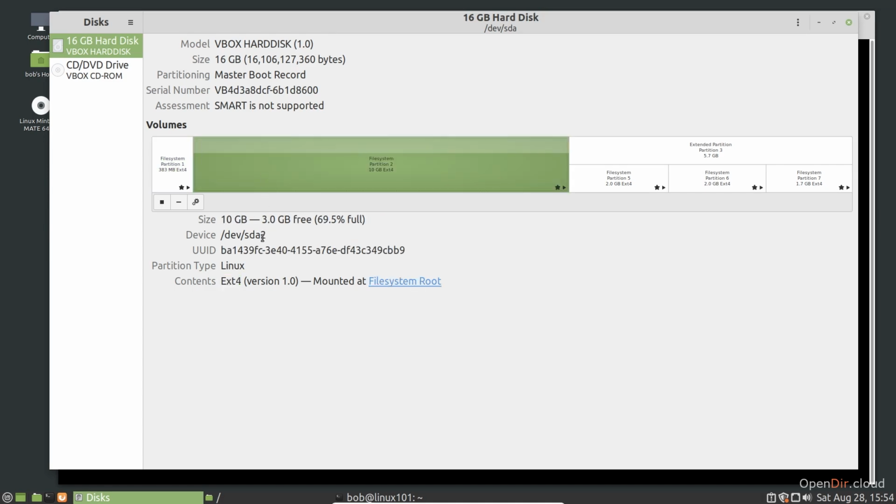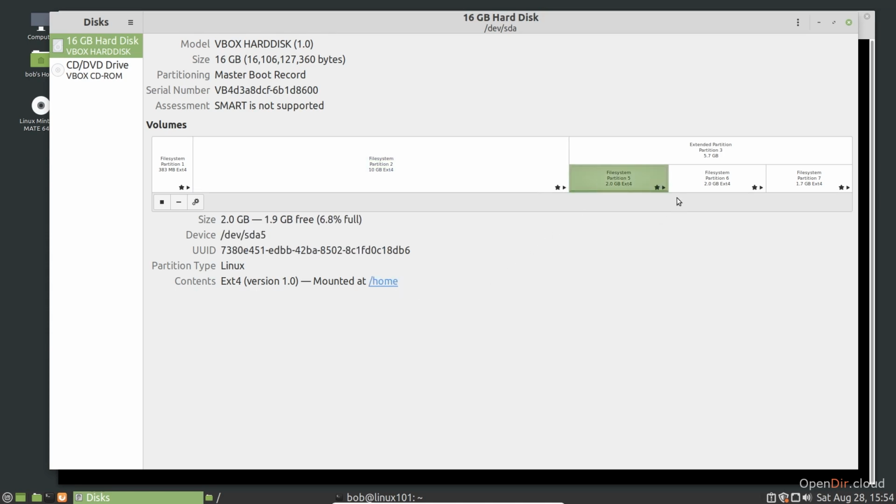The second partition is /dev/sda2 and is mounted at the file system root. The other partitions also have different mount points on the system: /home, /var, and /temp. To get an idea of where these partitions are mounted, let's look at a view of directories similar to the one you would see in a graphical file manager.